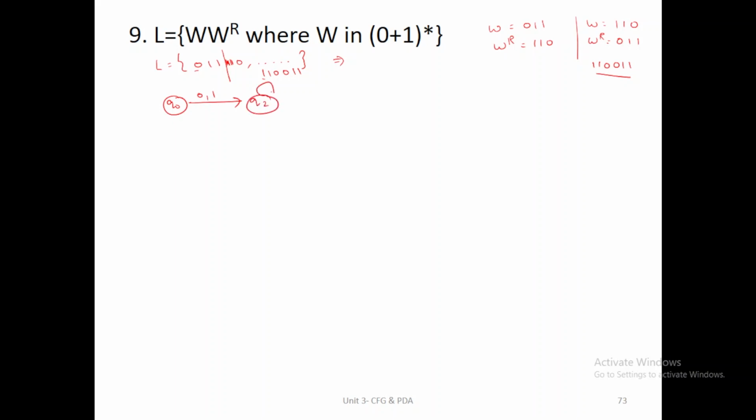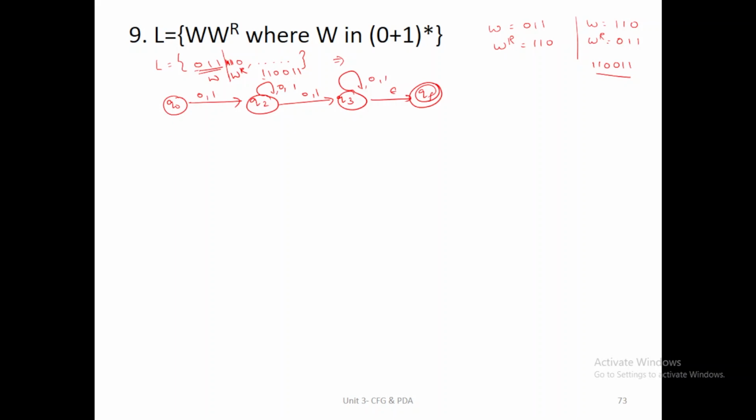In the Q2 state, if 0 or 1 is read, stay in the same state. We cannot identify what the next step is. So here we assume it is 011. If I take it as W, then immediately WR follows, which also contains 0 or 1. Like this only, the diagram is there.